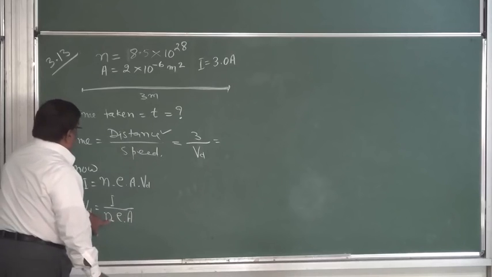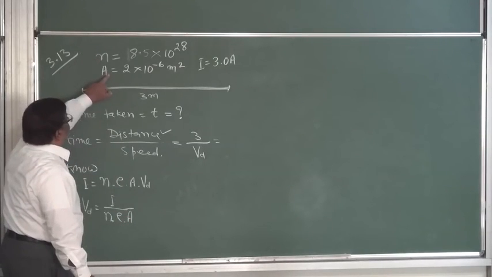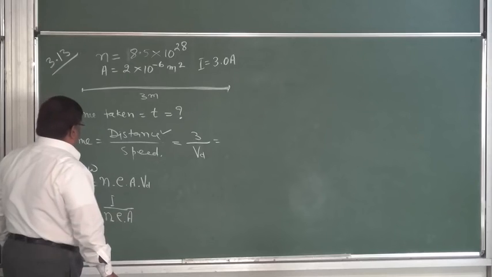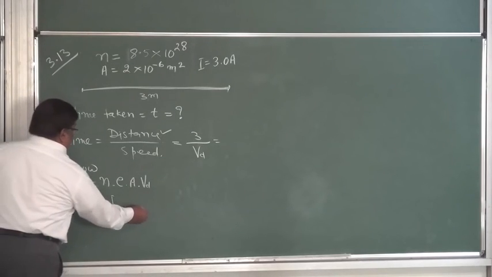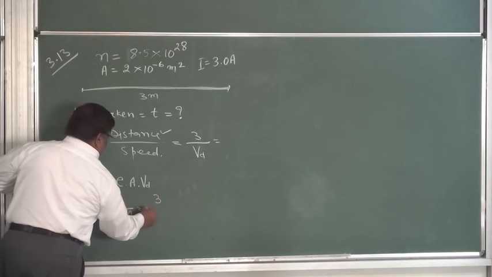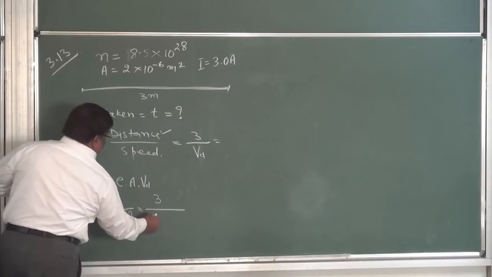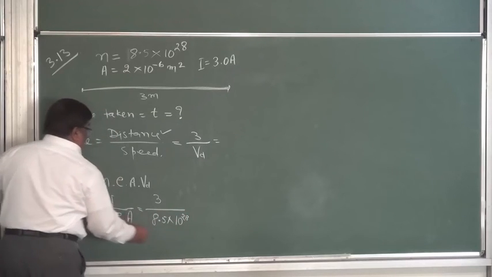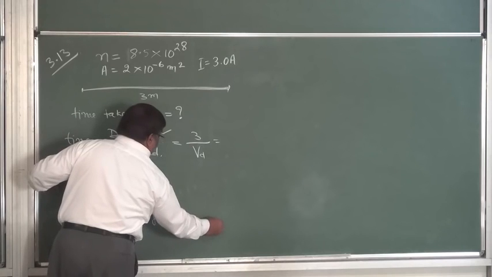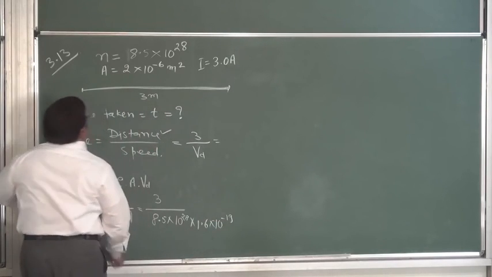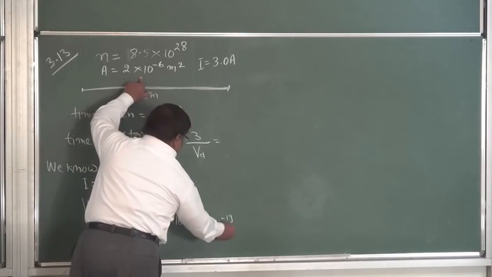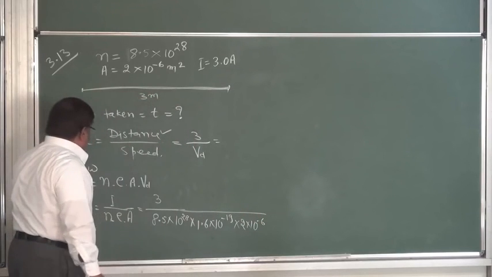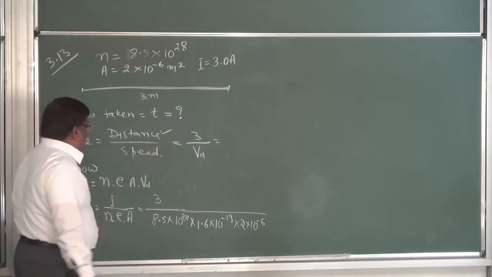N is the number density. Number density is given, area is given, E is a constant we know, I is also given to us. So we can very well find out the drift velocity. How much will this be? Current is equal to 3, N is given as 8.5 into 10 to the power 28, E is 1.6 into 10 to the power minus 19, A is given as 2 into 10 to the power minus 6. These are the quantities we put in the drift velocity.